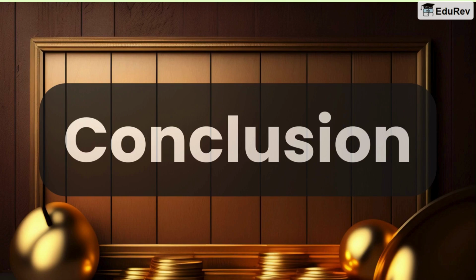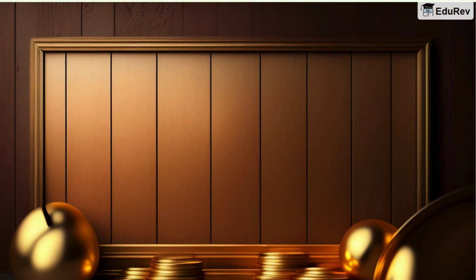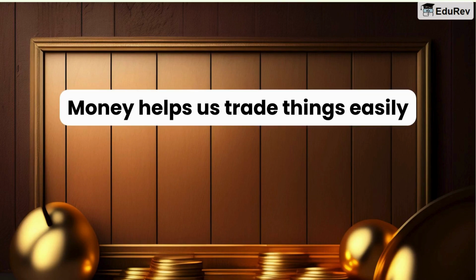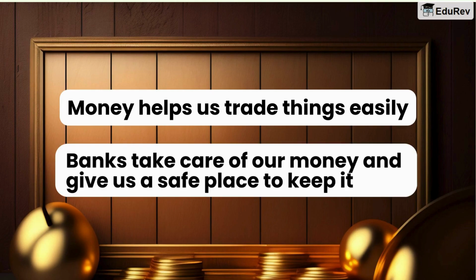Conclusion. So now we can understand the need for money and how it has eased our lives. We learned that money helps us trade things easily, from the early barter system to today's coins and paper. Banks take care of our money and give us a safe place to keep it.